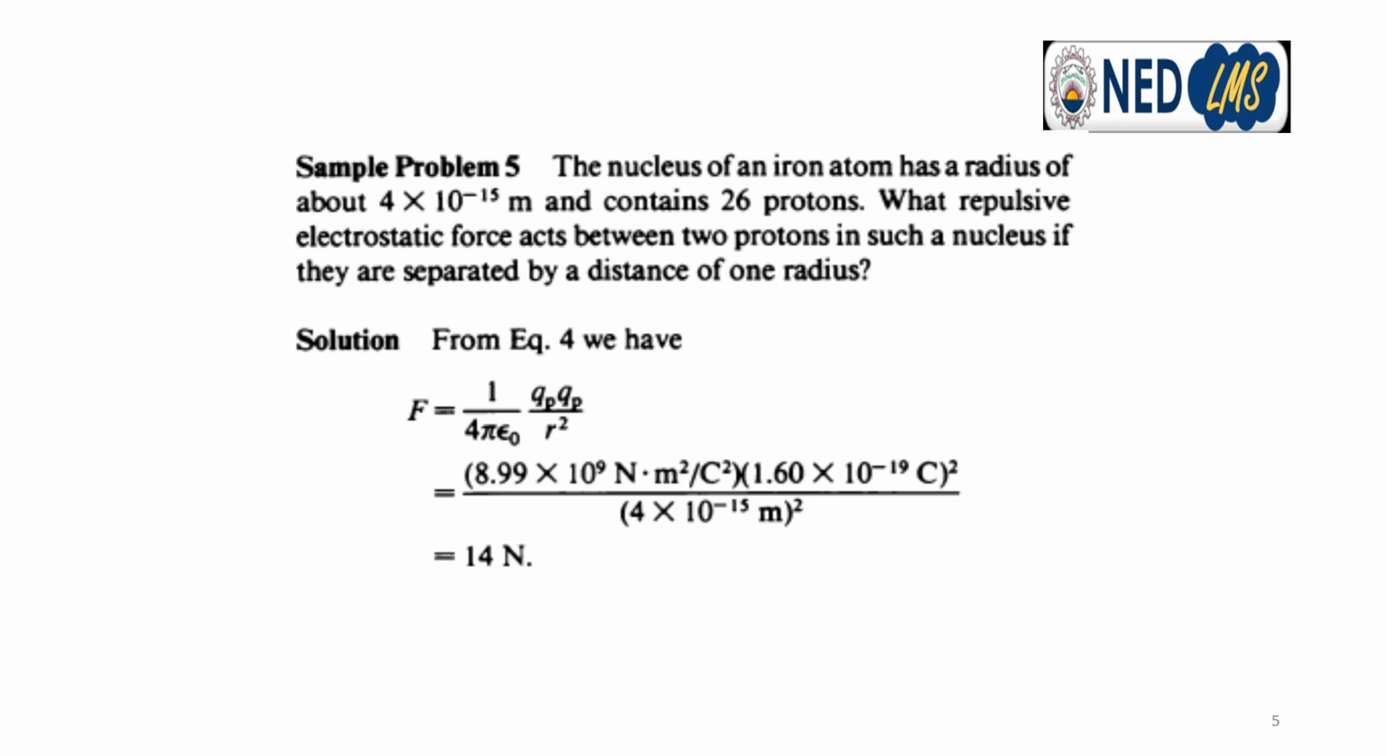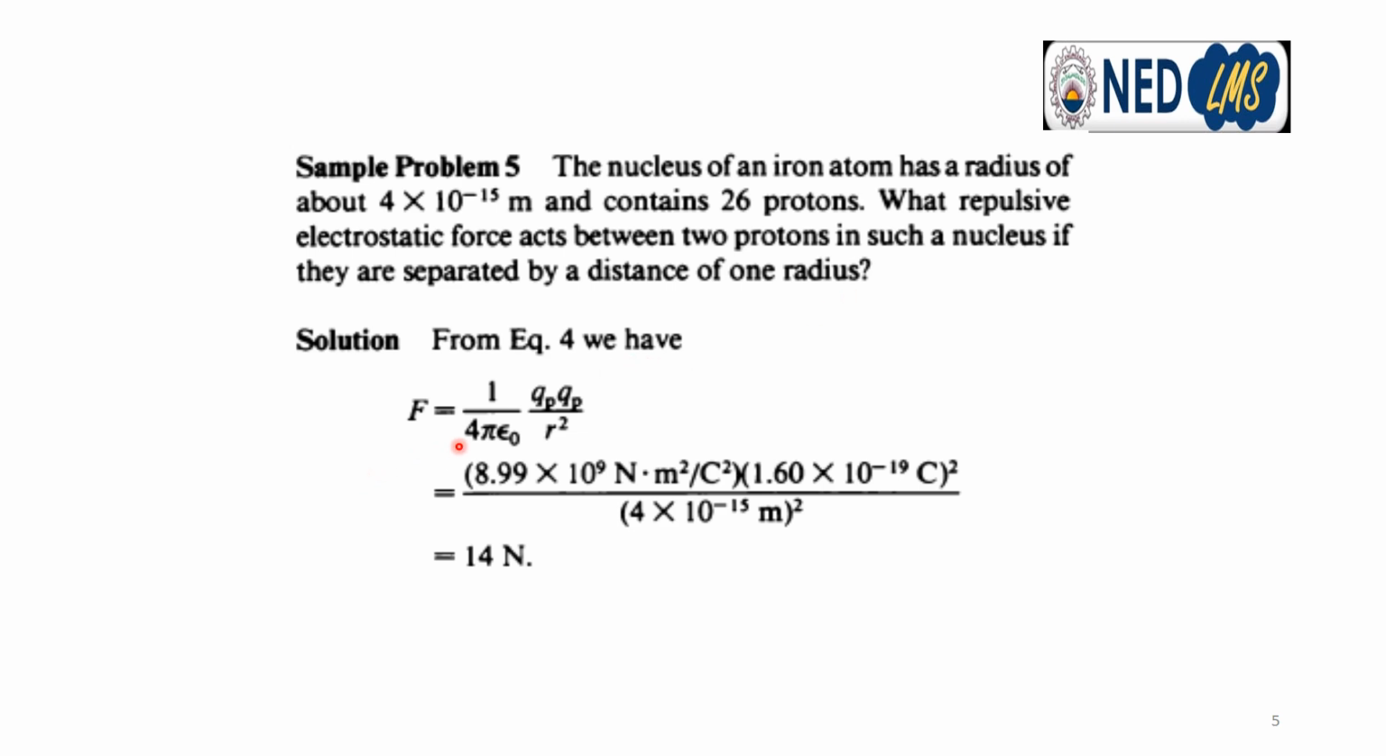Now in this we have another problem. Read this problem. The nucleus of an iron atom has a radius of about 4 exponent minus 15 meter and contains 26 protons. What repulsive electrostatic force acts between two protons in such a nucleus if they are separated by a distance of 1 radius?